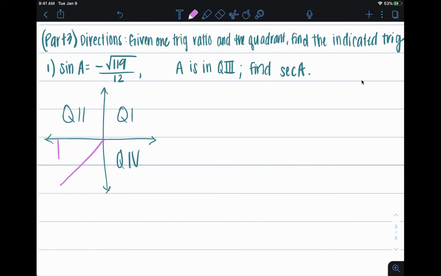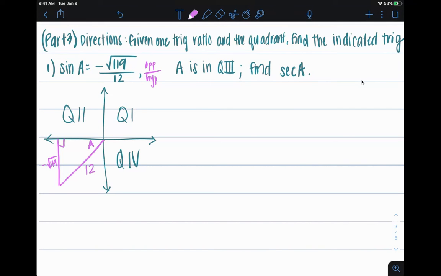If we draw a right triangle in quadrant 3, A will be our reference angle. Remember, your reference angle is from your x-axis to the terminal side of that angle. So angle A is going to be the angle that's closest to your x-axis. Now, we know sine of A is negative root 119 over 12. That means opposite over the hypotenuse. So the opposite of A is our negative root 119, and our hypotenuse is 12.